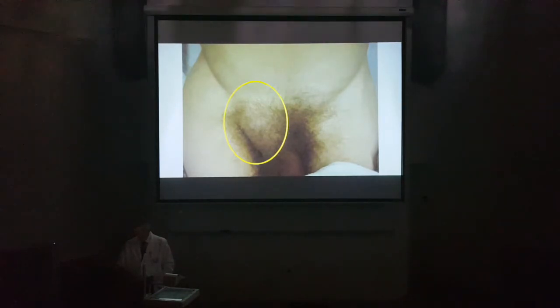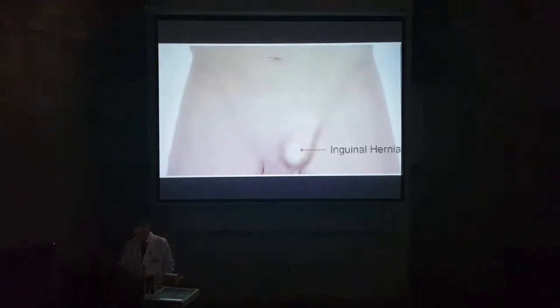If you look at this person, you can see that this area here is not the same as this area. There's a swelling here that stops at this point. This is the inguinal region, around the inguinal canal. So there is something wrong here. So we need to know what are the anatomical basis of this wrong thing. It is inguinal hernia, coming from the inguinal canal.